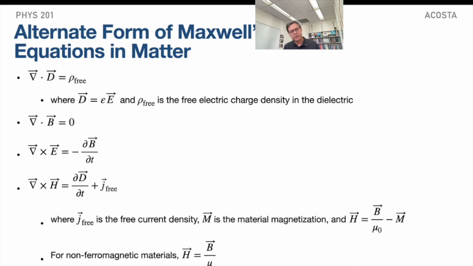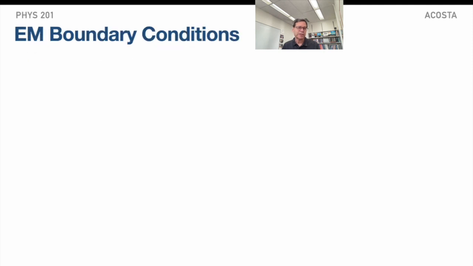For non-ferromagnetic materials, that magnetization is basically proportional to the applied B field. And so we can write that the H field is just the B field over mu, which is the permeability of that material. If it were free space, mu would be mu naught, and epsilon would be epsilon naught for the displacement field in free space. So that's just introducing the alternate form of Maxwell's equations in matter. And I mention that because we want to understand the boundary conditions that come from the laws of electromagnetism.